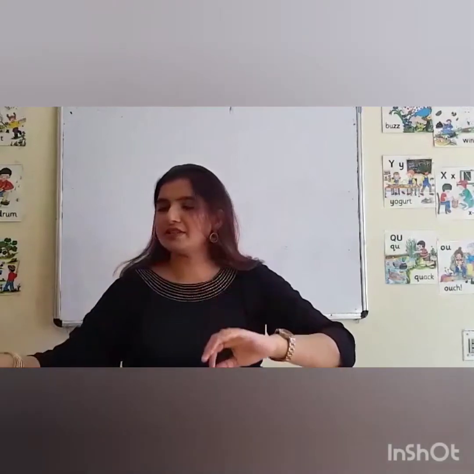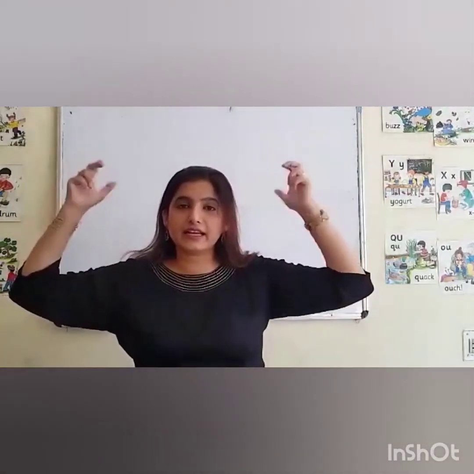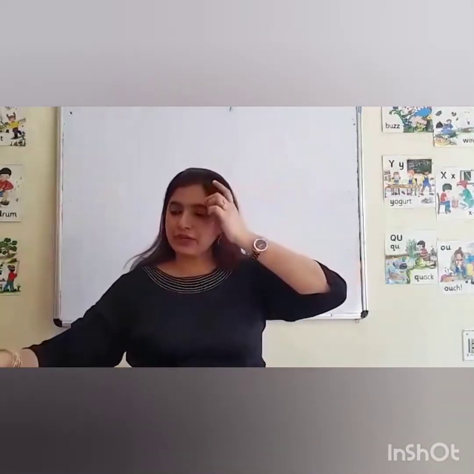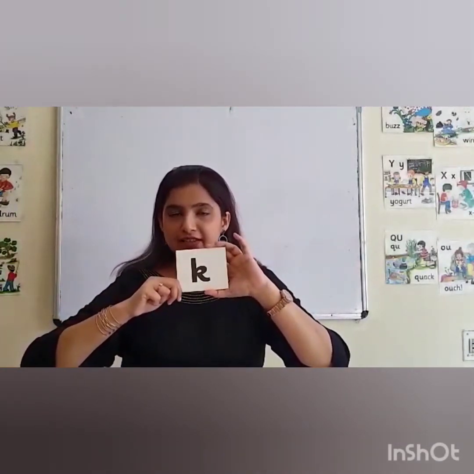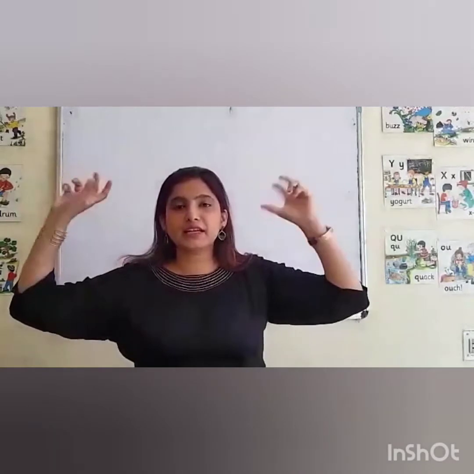The next letter is letter K. Now you remember the sound of C, children? Do you remember the sound of C? What was the sound of C? It was k, right? And what was the action? It was like this. Now K has the same sound and the same action. So both of them share the sound and share the action. So again for K we have the same action. Let's do it. Okay, so now we know this sound and the action of letter K as well.